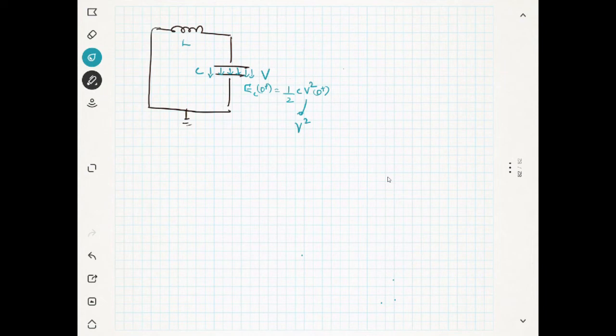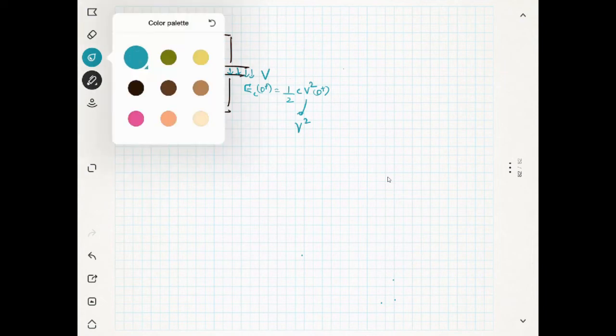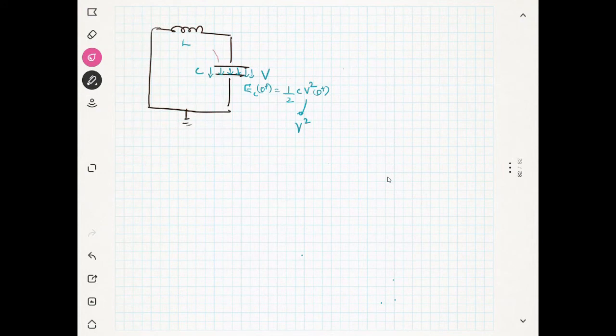Now what will happen? Please tell me what will happen now. The capacitor will act like a source. The capacitor will act like a source, so it will create current in the opposite direction.